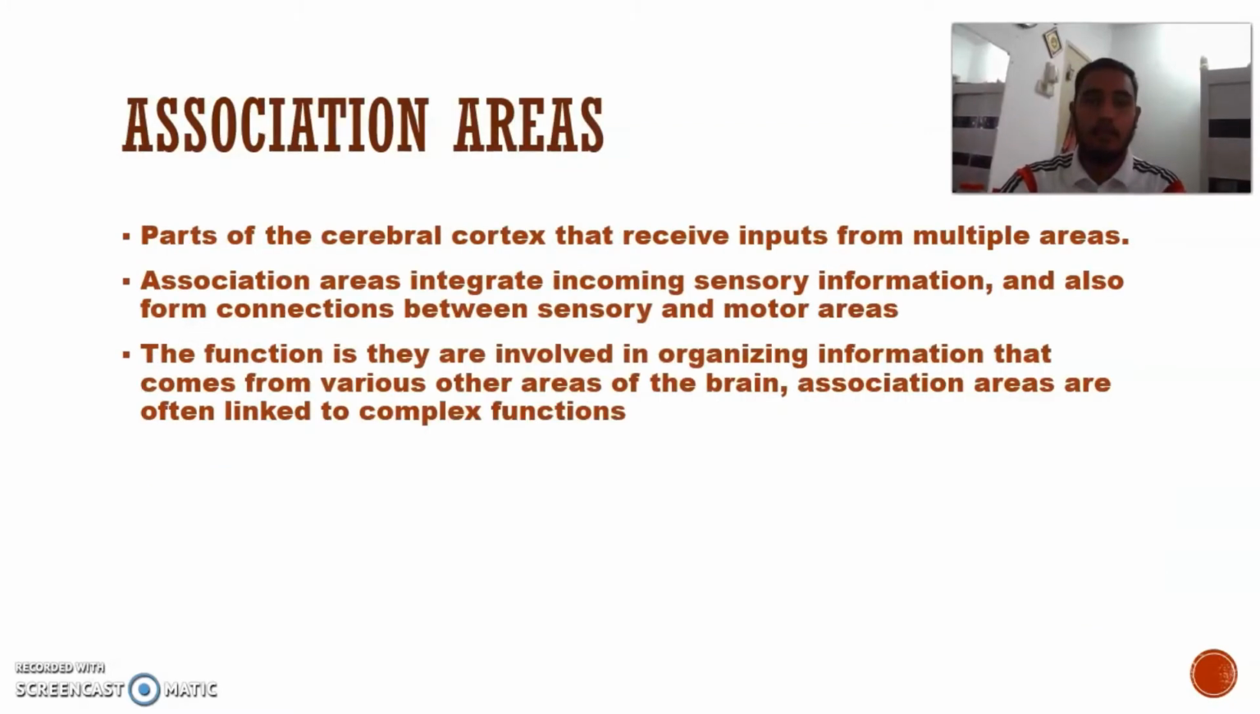Okay, continue with the association areas. Association areas are parts of the cerebral cortex that receive input from multiple areas. Association areas also integrate incoming sensory information and form connections between sensory and motor areas. Their function is that they are involved in organizing information that comes from various other areas of the brain. Association areas are often linked to complex functions.